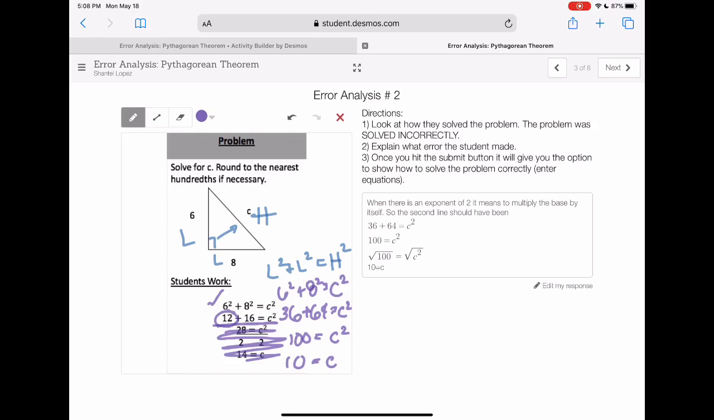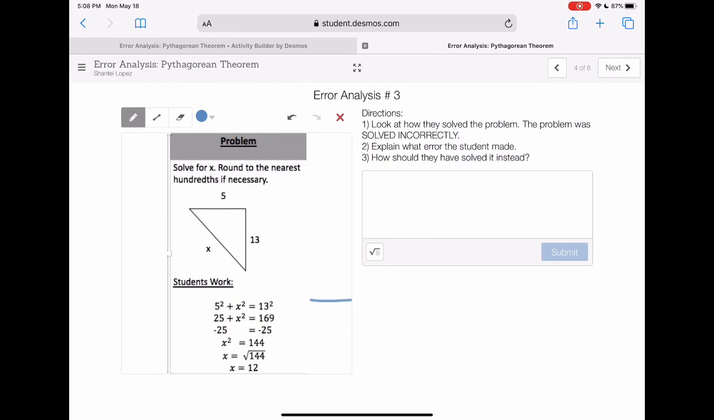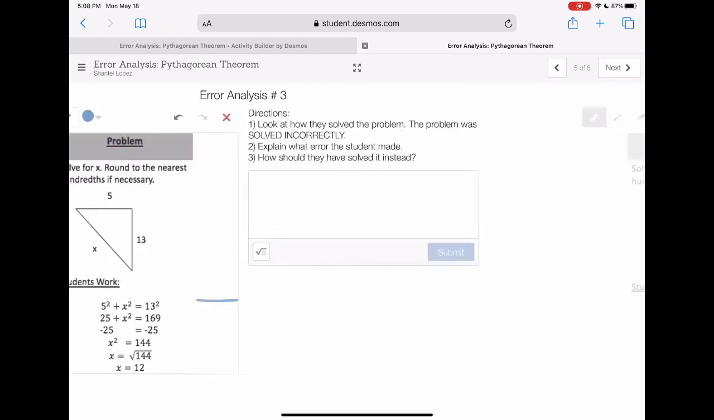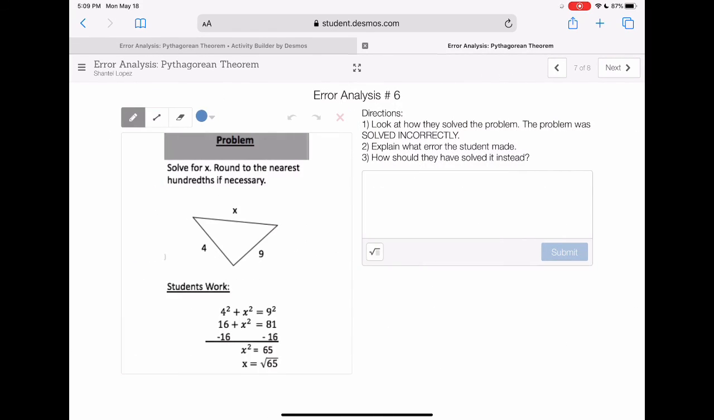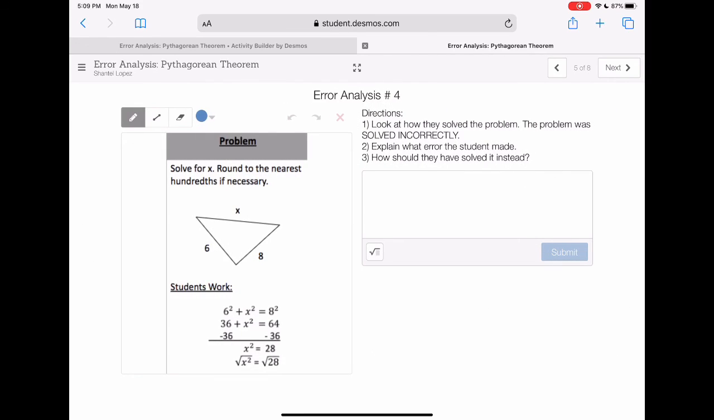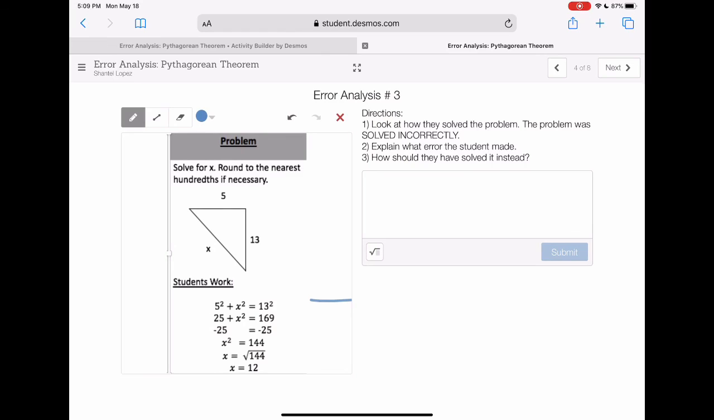So they did mess up. The answer was not 14, right? But that's not the error. The error was that they thought the exponent meant to multiply by 2, but it means to multiply the base 2 times. Okay, so I did the first 2 problems with you. You guys are responsible for doing the other 5 problems that are on here. Remember, you can always show your work on a separate sheet of paper, and then just make sure you're able to type it here. If it's too hard for you, you can always send me a picture of your work instead. Okay?